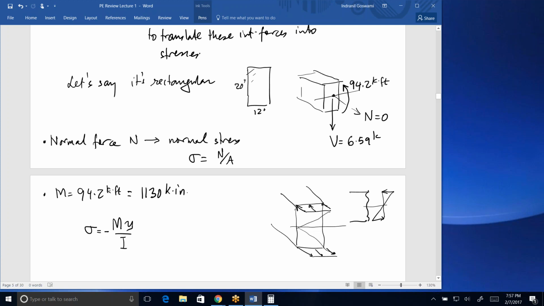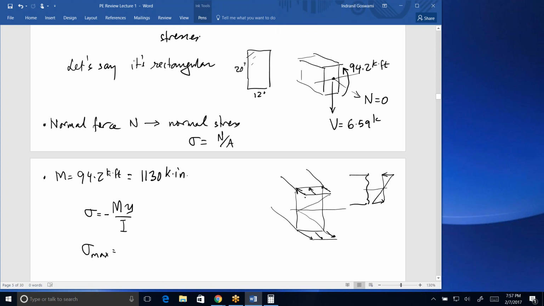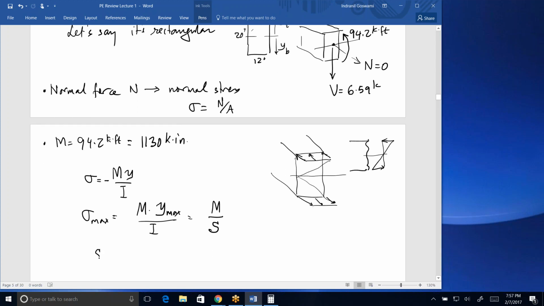Including a negative sign helps you interpret what kind of sign it is. We'll talk about that. The maximum bending stress, which typically is what you're interested in, not the stress anywhere, but the stress at the maximum point, whether it be the compression or the tension, will obviously be M times wherever the y is maximum, in other words, the furthest out point, which for a rectangle, y max to the top and y to the bottom are the same. But for an asymmetric section, they would not be. Divided by I. This can also be written as M divided by the section modulus S. So S is the elastic section modulus.